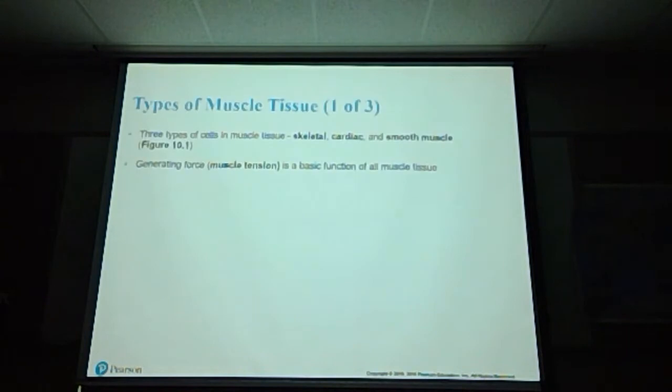So, overview of muscle tissue. There's three types of muscle tissue. We talked about these earlier in the semester. There's skeletal muscle, there's cardiac muscle, and there's smooth muscle. Generating force is the basic function of all muscle tissue. Muscle tension is the basic function of all muscle tissue. As I said earlier when we were talking about tissues, the main role of muscle tissue is movement.